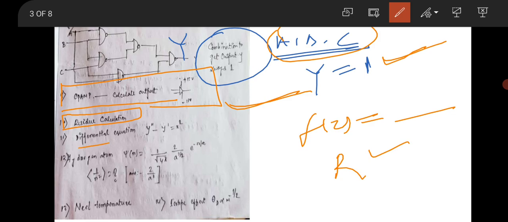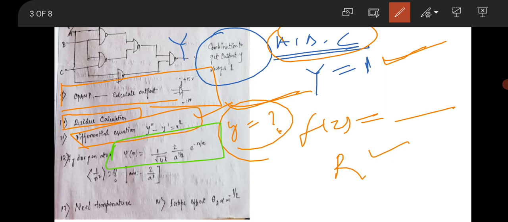Then there is a differential equation, y double prime minus y prime equal to x square. What will be the solution? Solutions were given, so you have to check which of the solutions satisfies the differential equation. Then in question 12, there is a hydrogen atom problem. A 1s wave function was given and the expectation value of 1 by r square was asked.